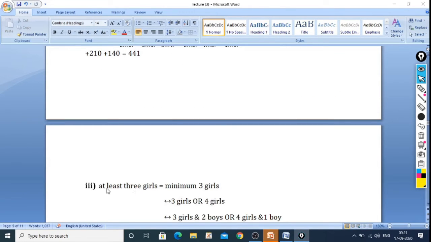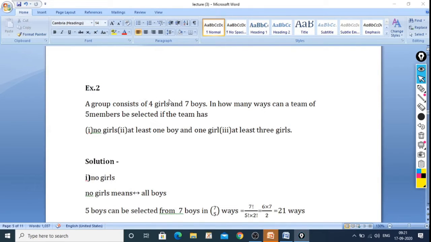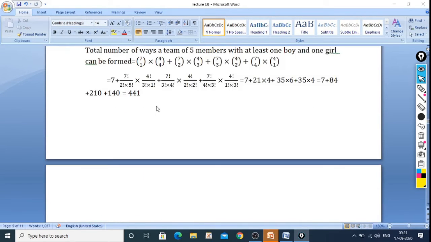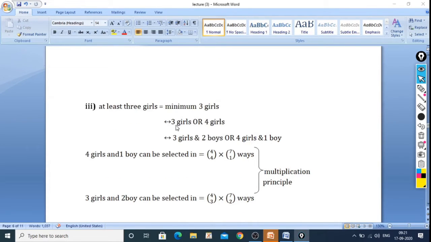Now the third one is at least 3 girls. At least 3 girls means minimum 3 girls. So minimum 3 girls means we can go up to 3 girls or 4 girls. But here 5 girls are not possible, because in the population we originally have 4 girls. So we can select a maximum of 4 girls, not beyond that. So minimum 3 girls means we can have 3 girls or 4 girls.